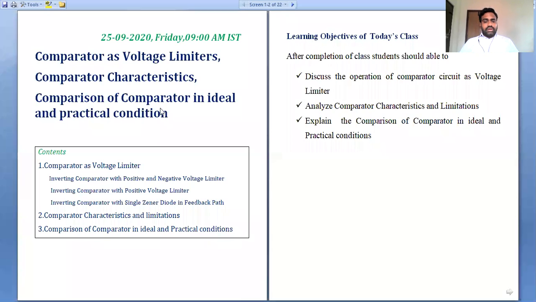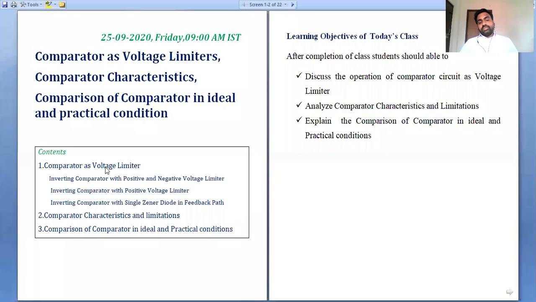So these are the comparator characteristics. We will go through the content like comparator as voltage limiter. There are various classifications in the analysis: inverting comparator with a positive and negative voltage limiter, inverting comparator with a positive voltage limiter, and inverting comparator with a single Zener diode in the feedback path.